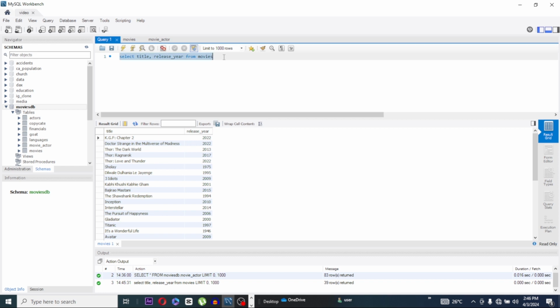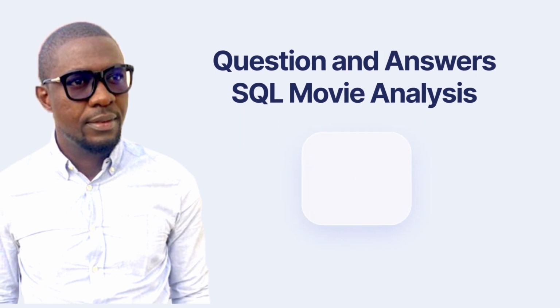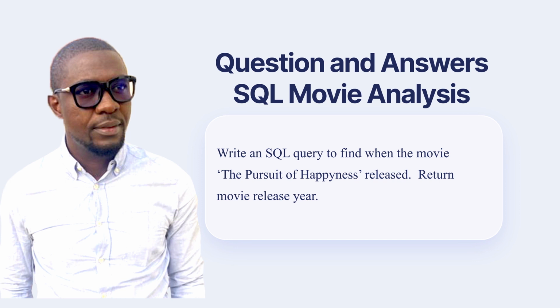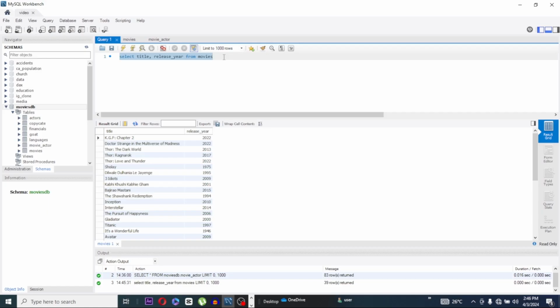Okay, so now let's move to the second question. For the second question, what we have here is: write an SQL query to find when the movie "The Pursuit of Happiness" was released. Return movie release year. So what this means is they want us to bring out the year the movie was released. So we need to extract the year, and we can only do that from our release year column.